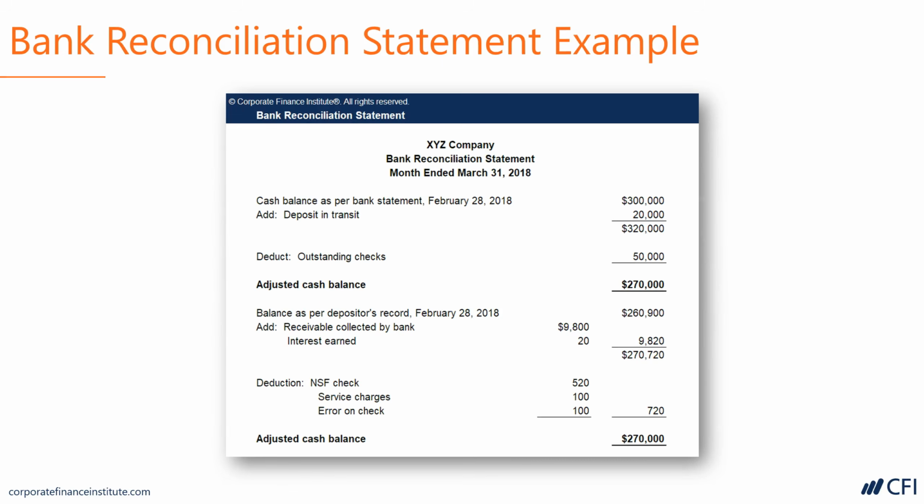When we piece it all together, we produce a statement that looks like this, where we have our bank reconciliation analysis. We've clearly labeled it with a title and an ending period date, and then we're showing very clearly how the two adjusted cash balances are equal to each other and all of the items that have impacted them.